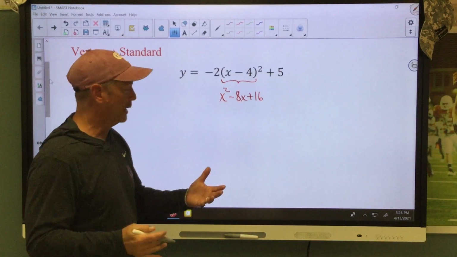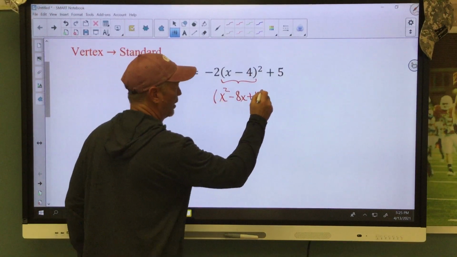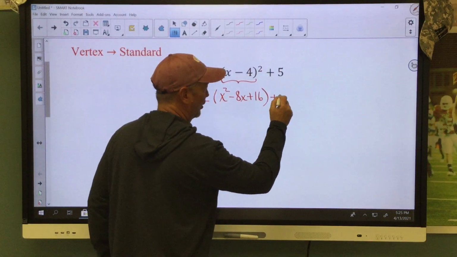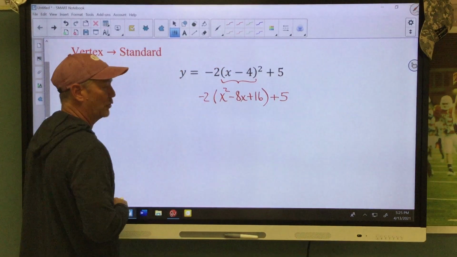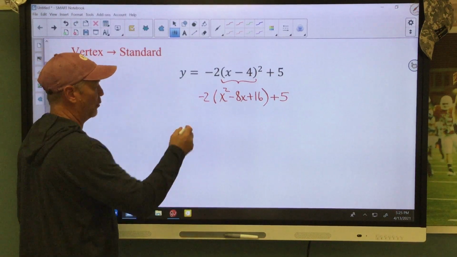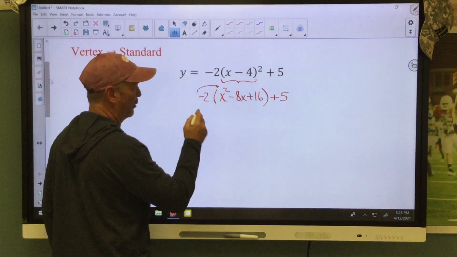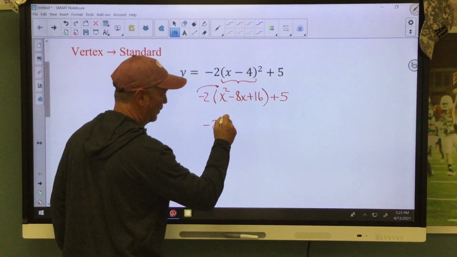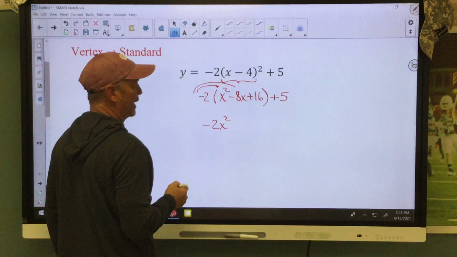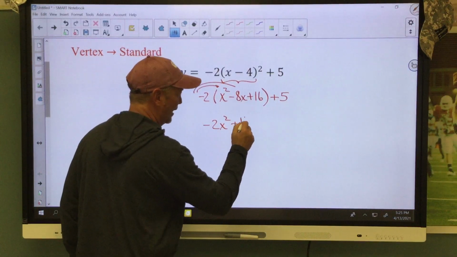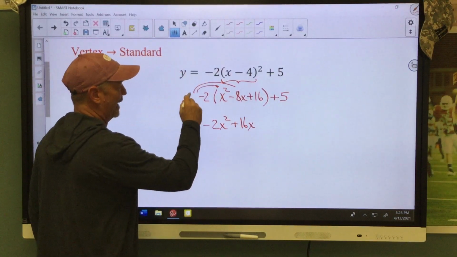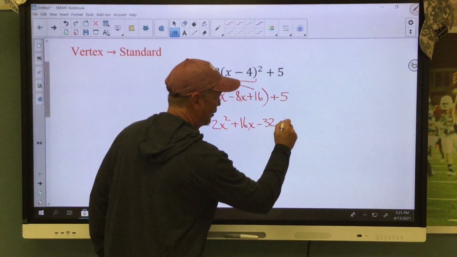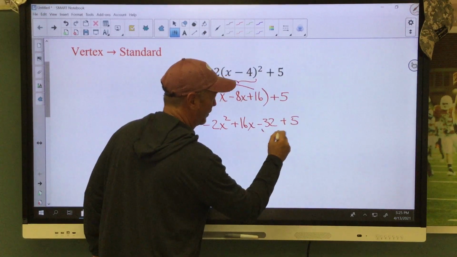Okay? We're going to bring down the parentheses. We're going to bring down our negative 2 and our plus 5. And we're going to ask you to distribute. And then we're going to distribute the negative 2, and we're going to go negative 2 times x squared is a negative 2x squared. Negative 2 times negative 8 is a positive 16x. Negative 2 times 16 is a negative 32. Don't forget your plus 5.